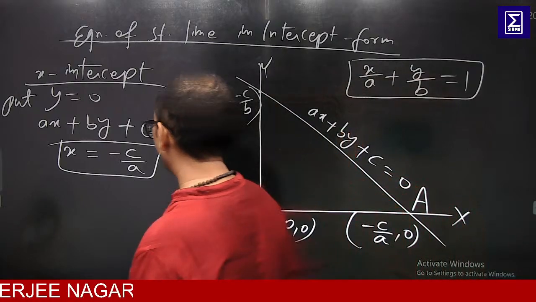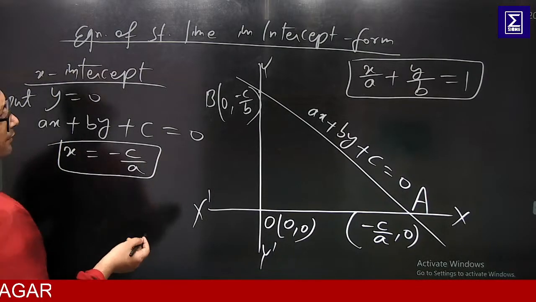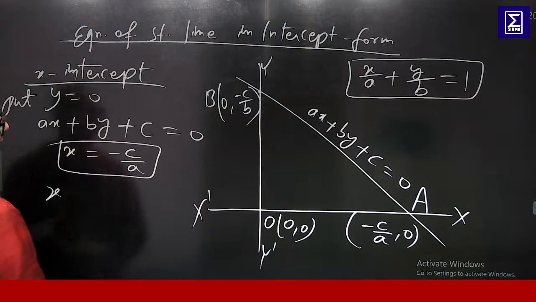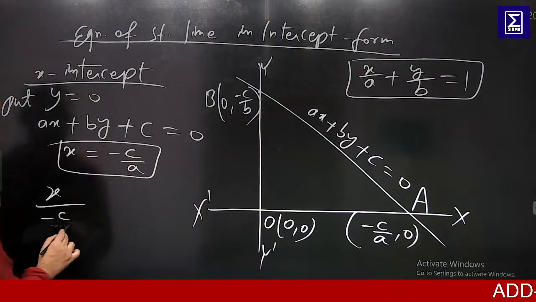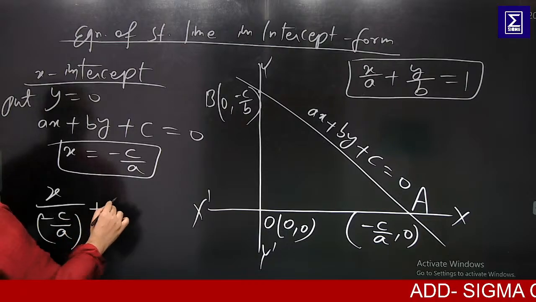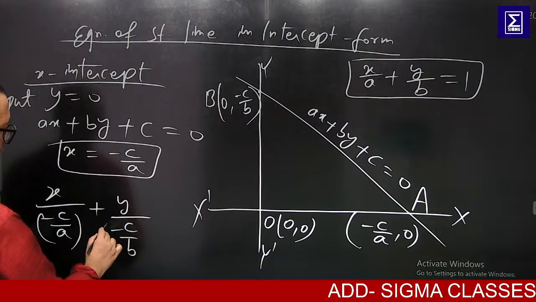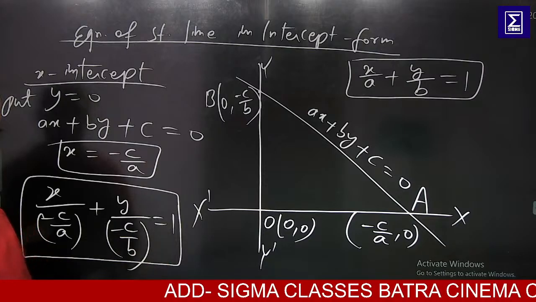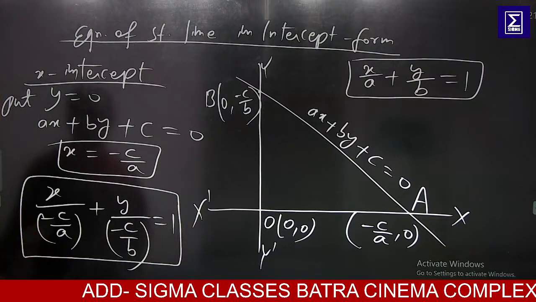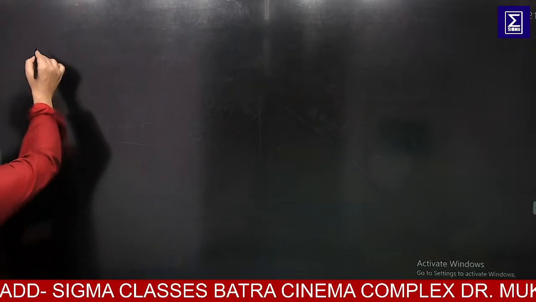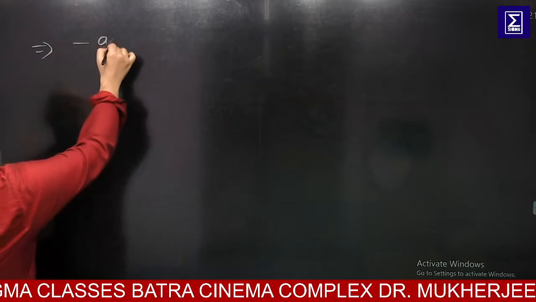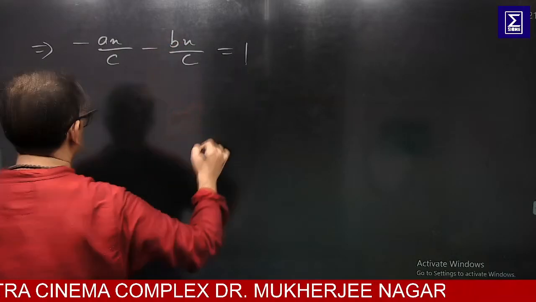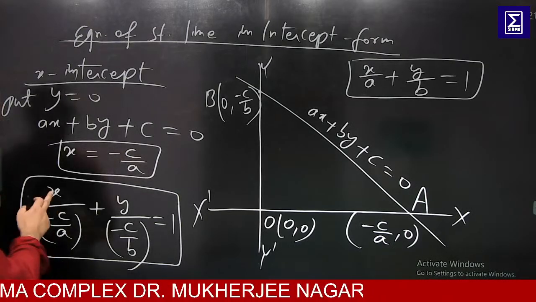Now in this, if we want to know how we can convert it, x upon minus c over a plus y over minus c over b is equal to 1. Further to this, it would be minus ax over c minus bx over c is equal to 1. A will go up and b will go up.